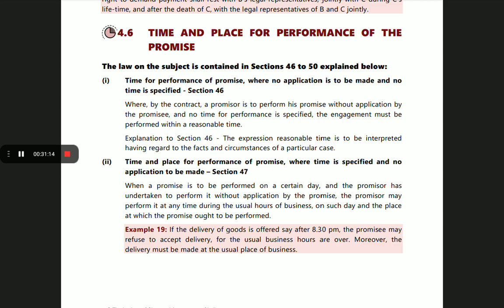Example: if the delivery of goods is offered say after 8:30 p.m., the promisee may refuse to accept delivery as the usual business hours are over. Moreover, the delivery must be made at the usual place of business.